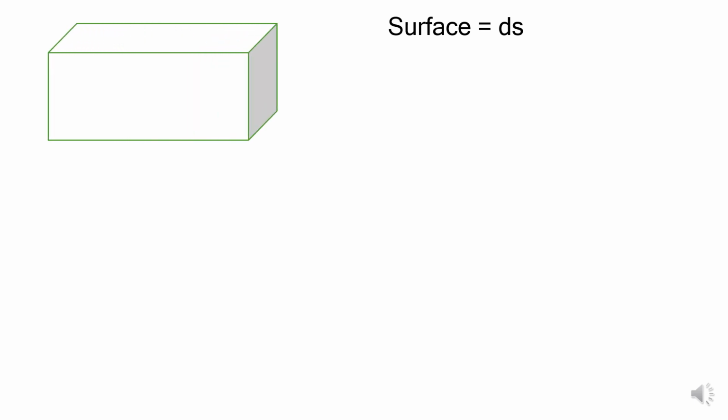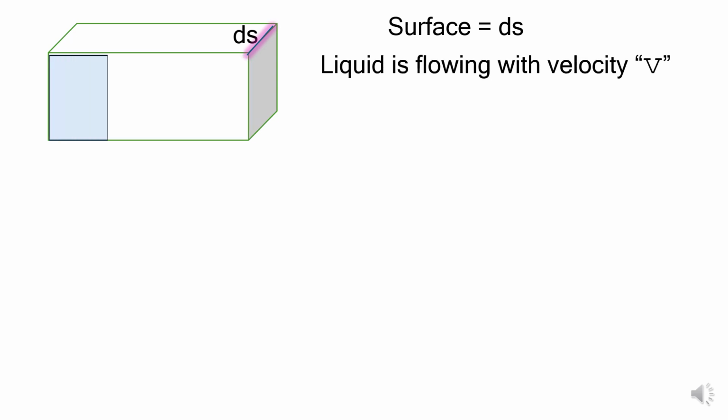I have one pipeline, a square pipeline, rather a square box, and on the square box there is a surface ds. You can see this is the surface of the square box. Now a certain type of liquid is flowing and passing through the square box, and the velocity of this particular liquid is v. This I am demonstrating to understand the flux.